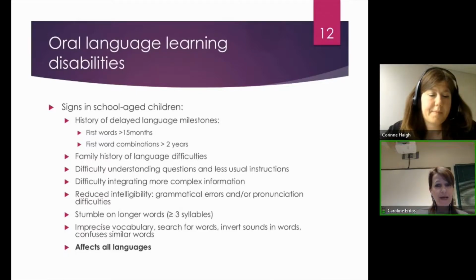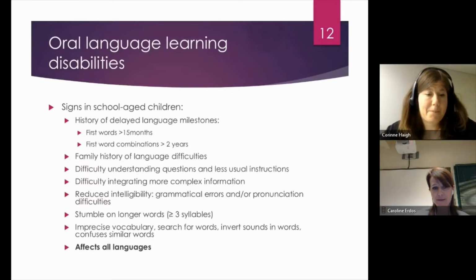Usually, in many cases, we will find a family history of language difficulties. So mom or dad or a sibling may also have language disorder. These students in class, how they manifest is that they have difficulty understanding questions. Questions are actually quite abstract when we think about it. And so it makes it a point of weakness for students with developmental language disorder.